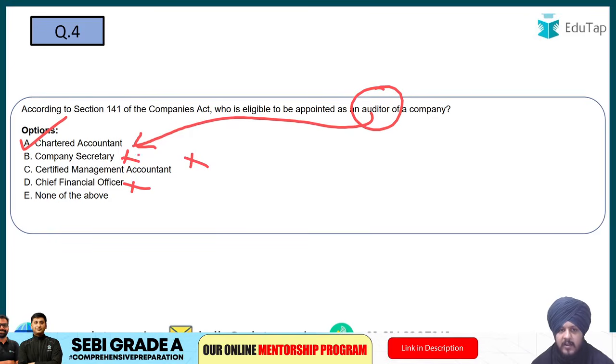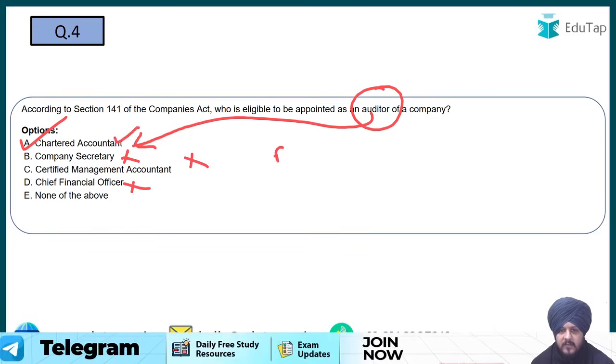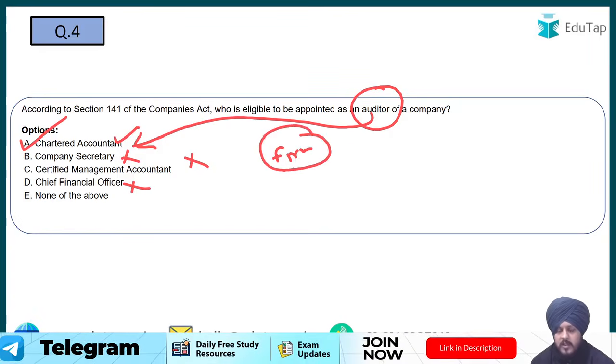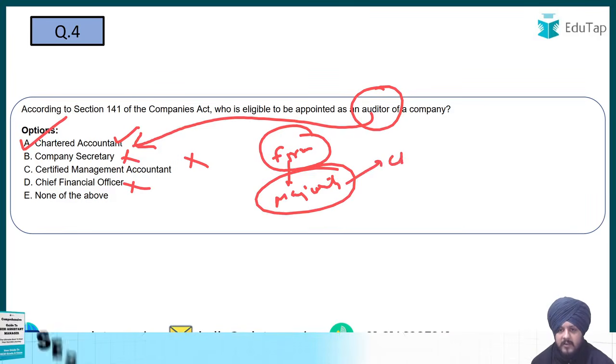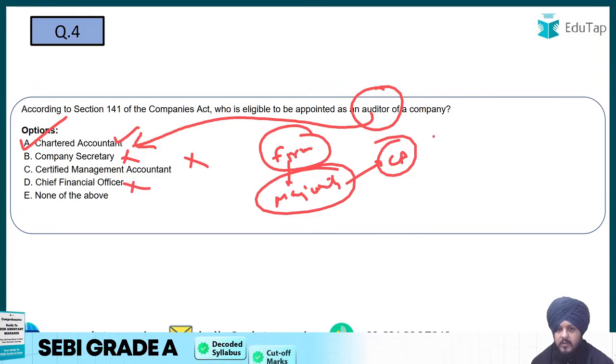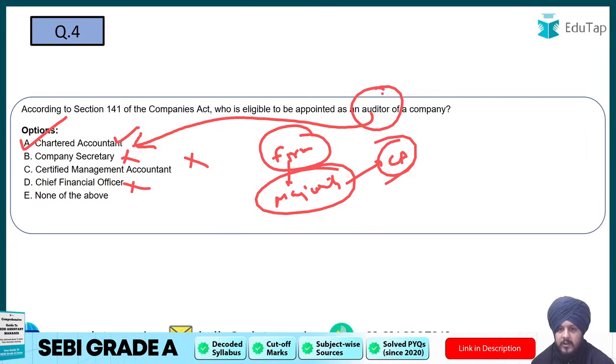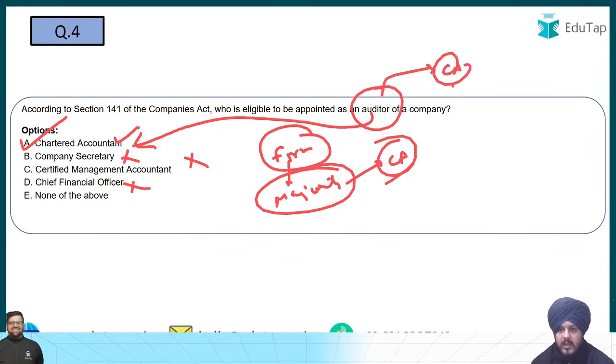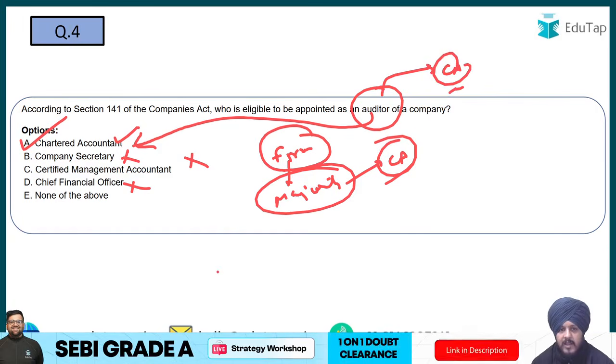So this can be regarding the individual, but let us say there is a firm, and this firm is appointed as an auditor of the company. So the condition is that the majority of the partners who are practicing, the majority of the partners with respect to the firm, must be practicing chartered accountancy. So this is regarding the firm, and the normal individual, the alone individual, has to be the CA only. So that is the idea regarding the eligibility.